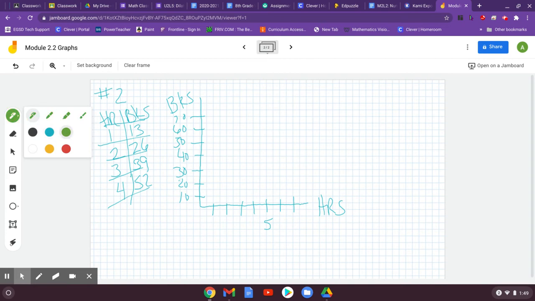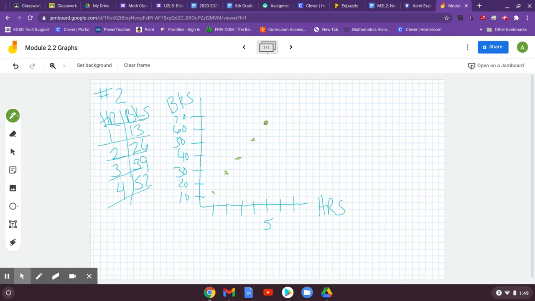Try again. So 1 is 13. That's going to be not quite to the 15 mark. 2 is 26, because I'm going to be a hair above the 25 mark. 3 is 39, just below 40. 4 is 52, just above that. 5 would actually be 65.